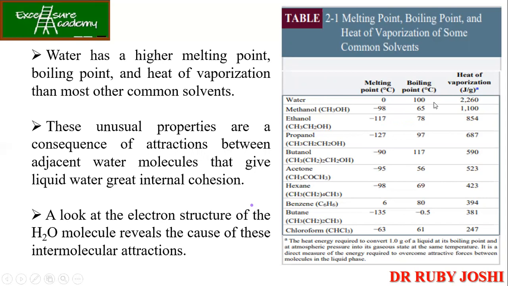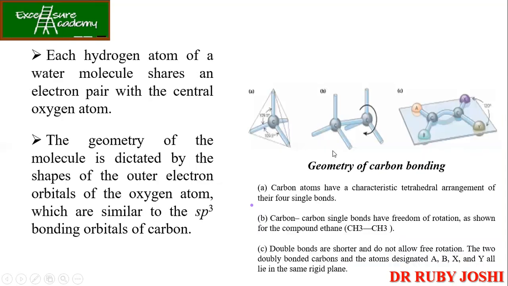Look at the boiling point, it is 100. This we all know, right? With experience also, whoever has gone to the kitchen or has used a kettle most probably knows the boiling point of water is 100 degrees Celsius. Okay, so these unusual properties are a consequence of attractions between adjacent water molecules that give liquid water a great internal cohesion. If you see the electron structure of the water molecule, it reveals the cause of these intermolecular attractions. So let's go with the structure of the water molecule. Each hydrogen atom of a water molecule shares an electron pair with the central oxygen atom. Okay, so this is in the case of the covalent bonding.